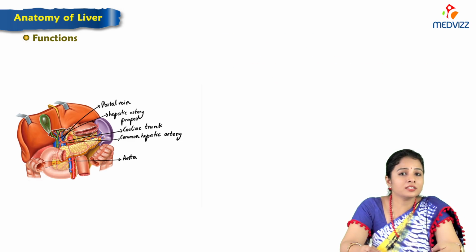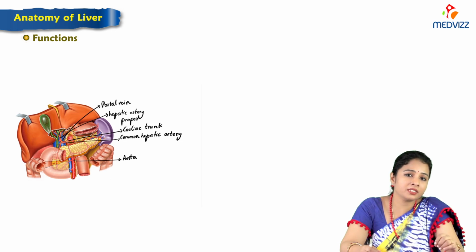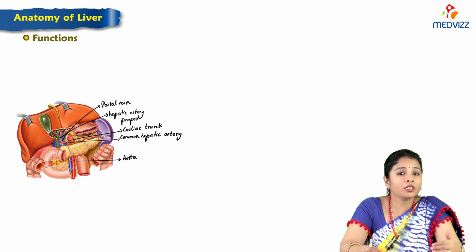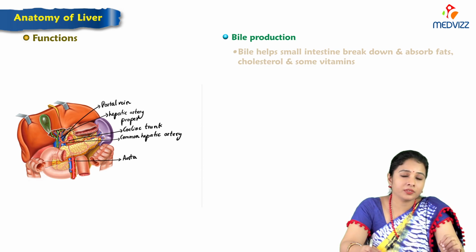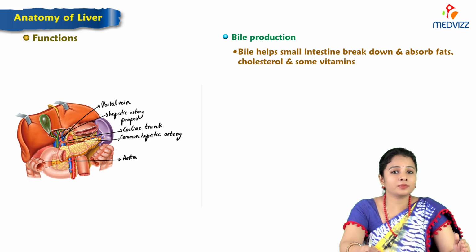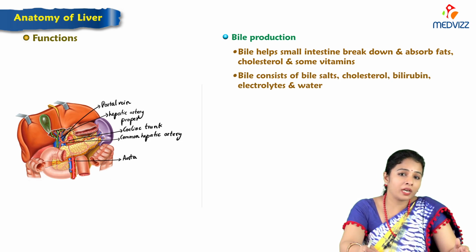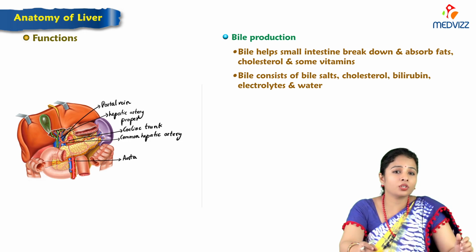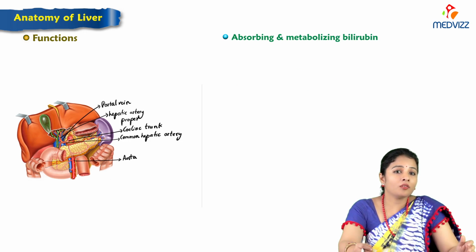The liver is classed as a gland and is associated with many functions. It's difficult to give a precise number as the organ is still being explored, but it is thought that the liver carries about 500 distinct roles. The major functions of the liver include bile production. Bile helps the intestine break down and absorb fat, cholesterol and some vitamins. Bile consists of bile salts, cholesterol, bilirubin, electrolytes and water.